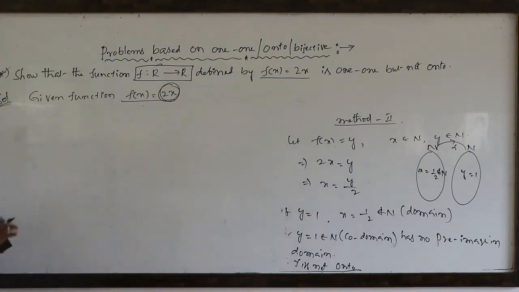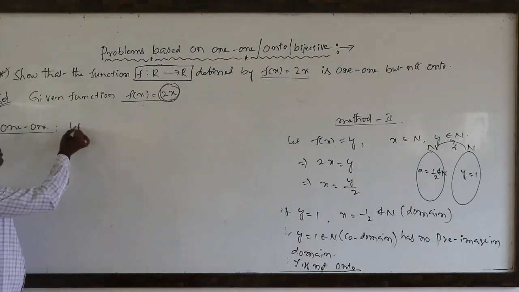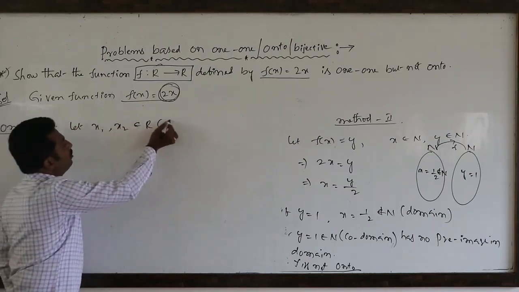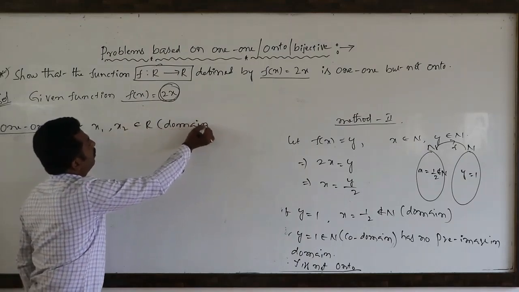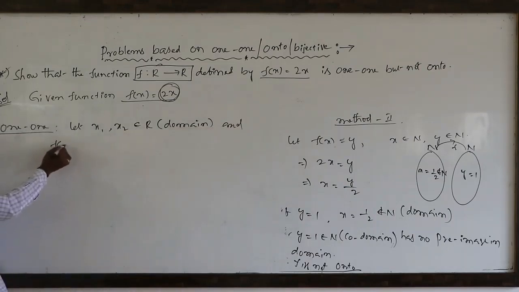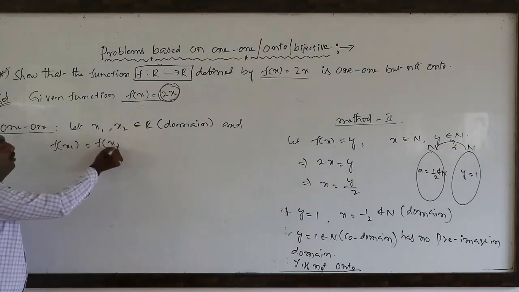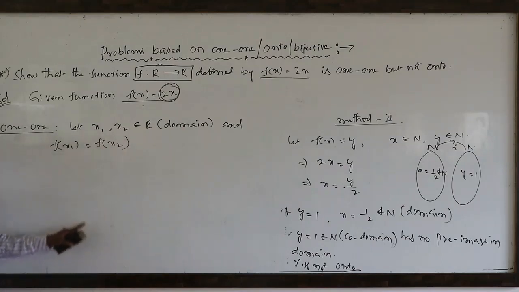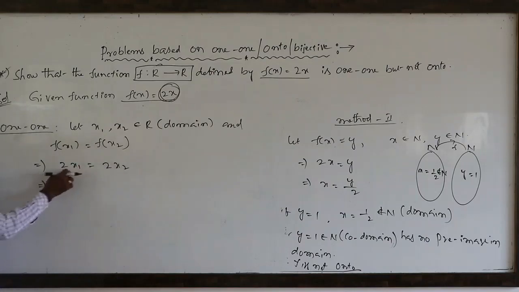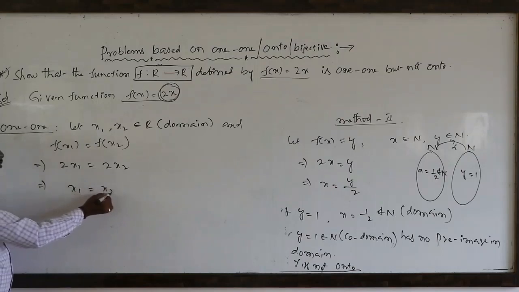See here, first we will verify 1 1, whether this function is 1 1 or not. What is the 1 1 procedure? Let x1 comma x2 belong to real numbers, means domain, and f of x1 equal to f of x2. What we have to prove? x1 equal to x2 we have to prove. So from this, 2x1 equal to 2x2. Both sides we can cancel 2. So x1 equal to x2.